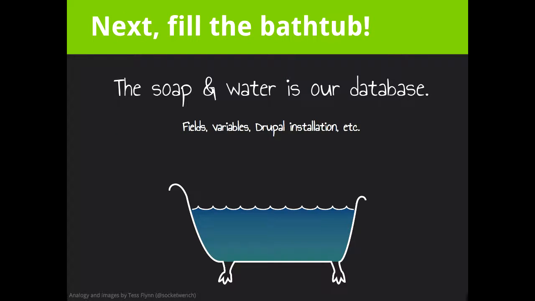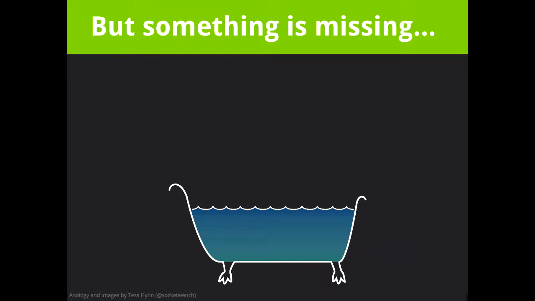Next, we fill the bathtub. This is the stuff that we need to get Drupal actually functioning. We have the database, we have the PHP, we have the Drupal installation itself with all the fields and the views and all those different things. But something's missing, right? So we have the soap and water, and if I tried to give my daughter a bath with just the soap and water, it's probably not going to fly. She's not going to be very happy because something's missing.